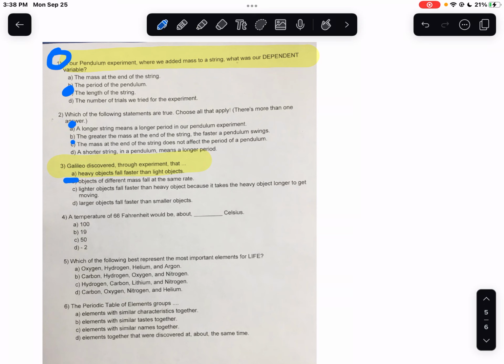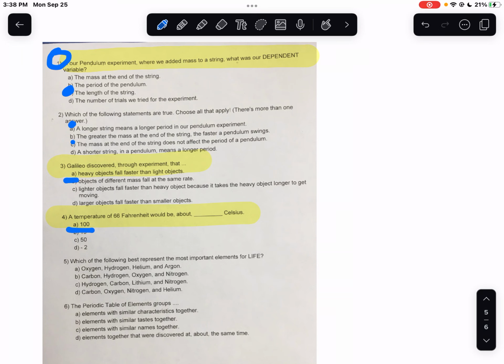That was the one he discovered. Temperature of 66 Fahrenheit would be about... this was probably the most difficult question on the quiz, I believe, asking you to apply the formula that we had. And 66 degrees is about 18.9 Celsius, or 19 right here would be the answer.